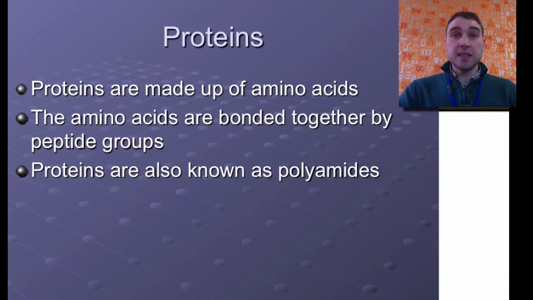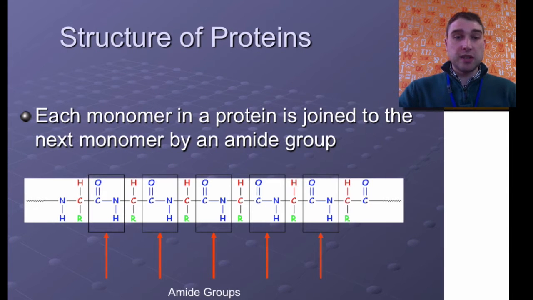So what are proteins? Proteins are made up of amino acids, and you join the amino acids together with peptide bonds or amide bonds. They're known as polyamides. So if we look at a section of protein down here, we can see we have our amino acids and they're joining together, and when they join together they make up these amide groups. So you get C double bond O, NH, and that tells you that you've got an amide group there.